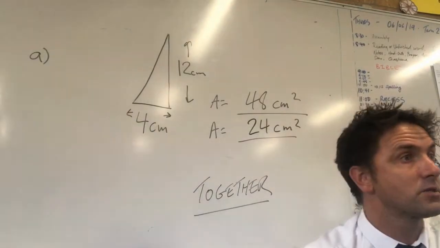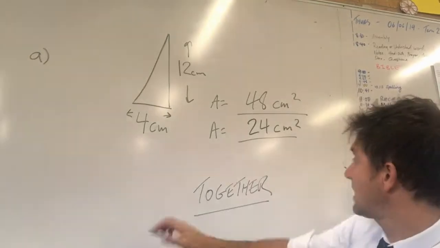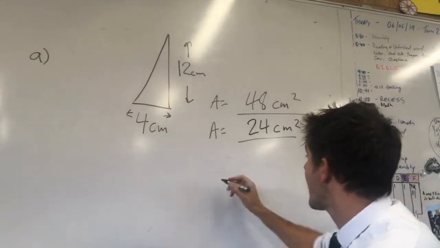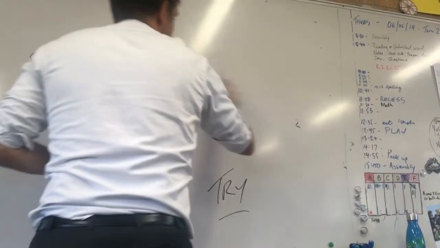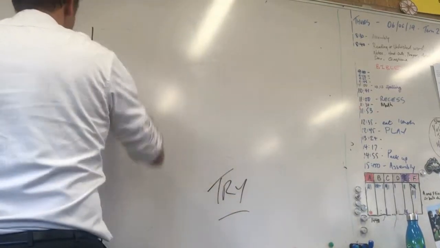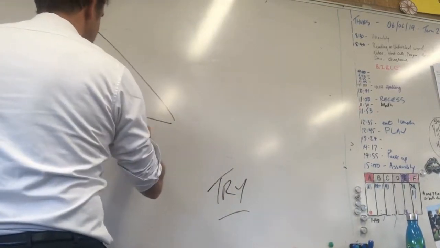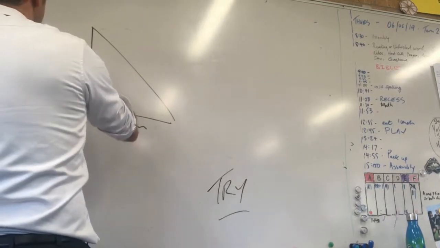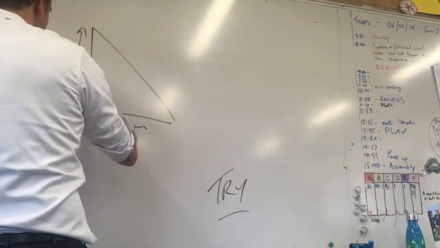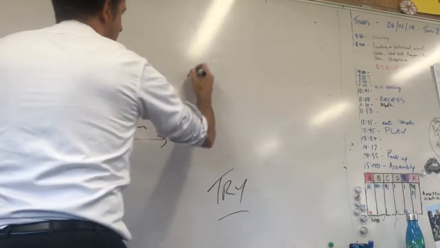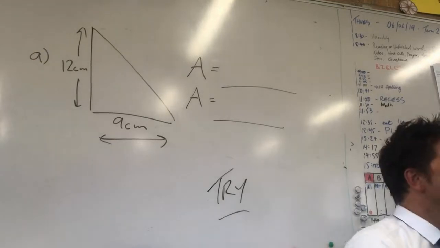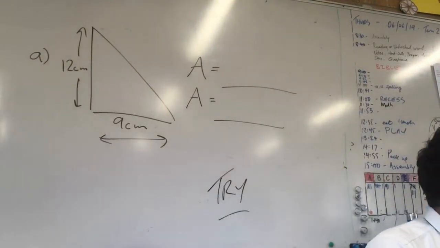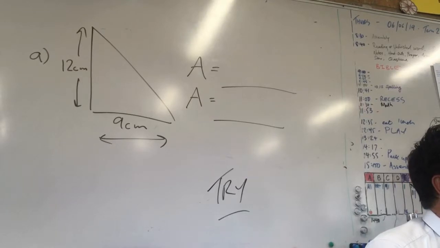Let's do one all by ourselves. We're up to try, which is all by ourselves. You're going to do this one. I'm not going to interrupt. You're just going to do it. Here's the triangle. It's going to be 9 centimetres down there and 12 centimetres here. 9 by 12. Area equals. Have a go. It's 9 by 12, this triangle. What are you going to do?